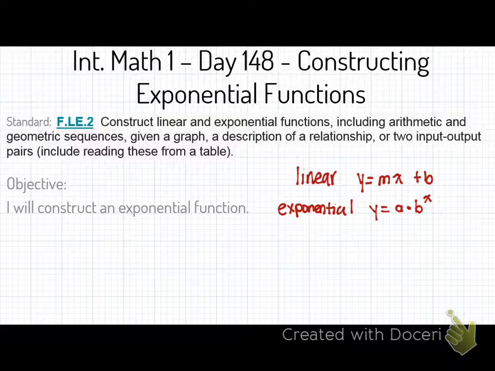A and B are still there. What did A represent yesterday? The first term. And what did B represent, everyone? The ratio. Good. Remember how we multiply it by the same amount? 2 times 2 is 4. 4 times 2 is 8. 8 times 2 is 16. You see how it's doubling every time? Common ratio, okay?